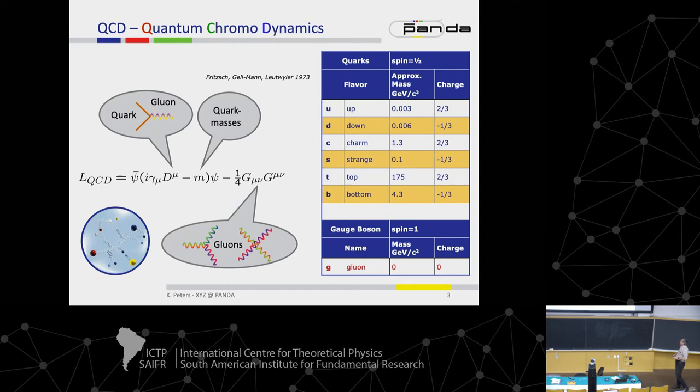I mentioned also the QCD Lagrangian, and I want to emphasize more on these additional terms, because when we look into QED, then we have, in principle, only the first part, but we don't have this self-interaction. And this is obviously producing all the mess.